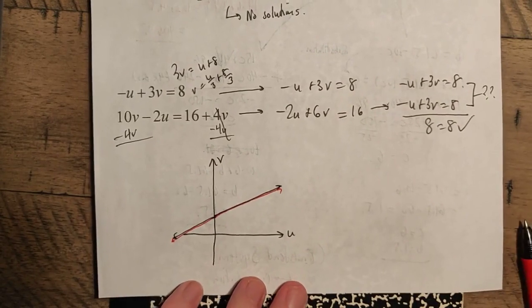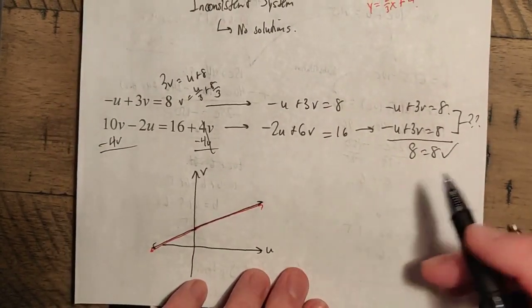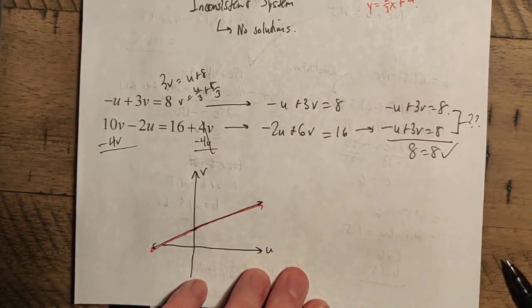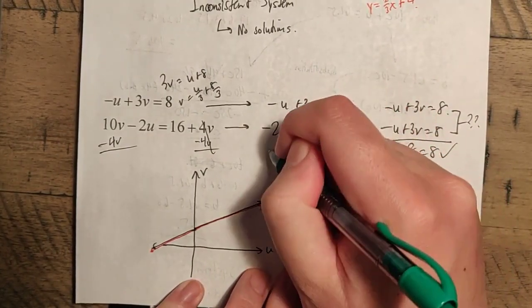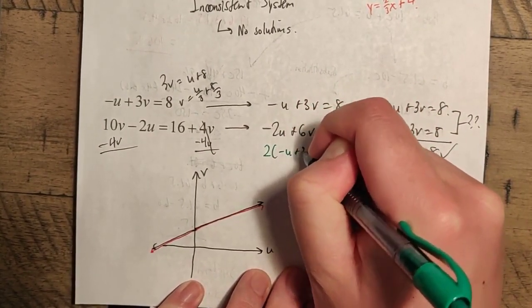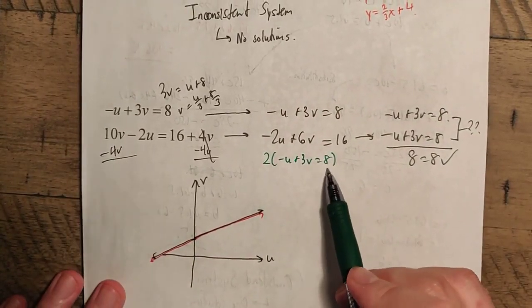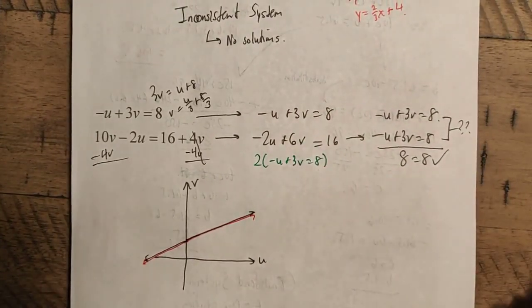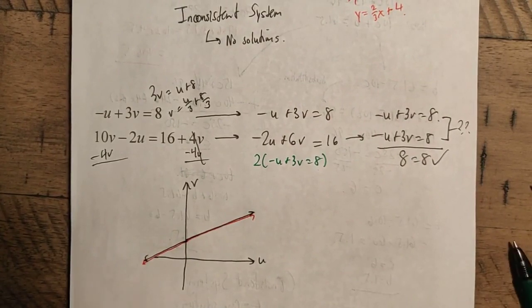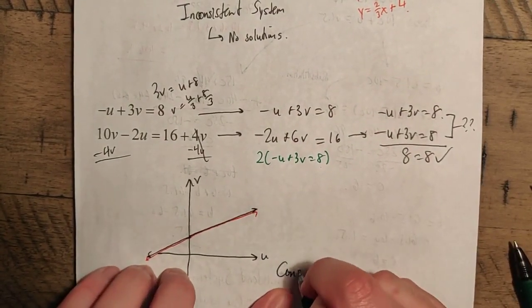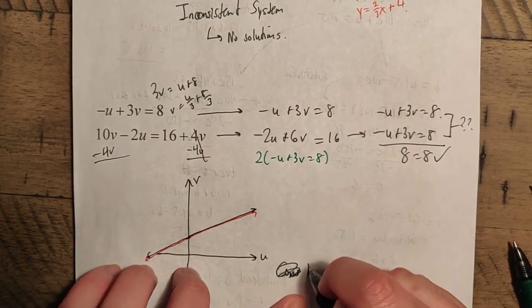Notice how in this situation, I can factor the 2 out of this. This is really 2 times negative u plus 3v equals 8, right? So notice how this is actually some constant multiple of the top equation. So we end up with something that looks like this. This is known as a consistent system. Sorry, not a consistent, I'm sorry. This is known as a dependent system.